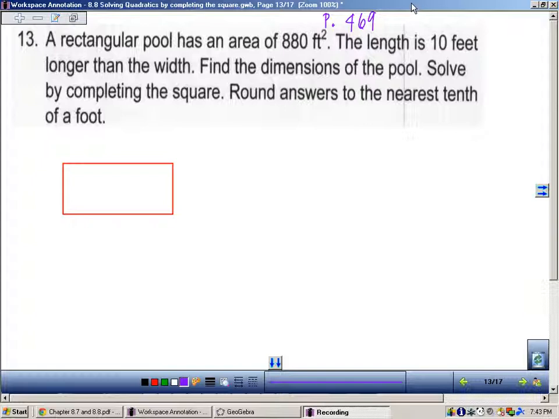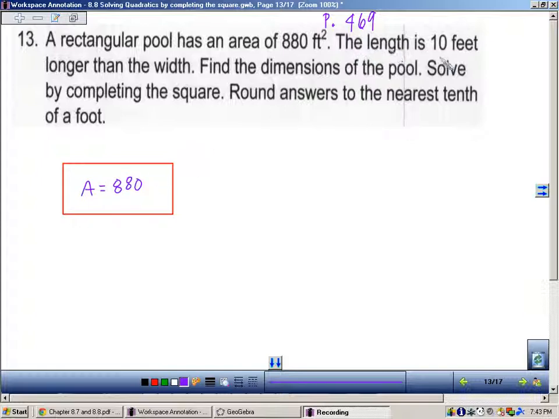Whoopee. First things first, guys. If a visual works, it helps. If it makes sense, then draw a visual of a rectangular pool. So it's a rectangle, and it has an area of 880 square feet. So I write that in the rectangle, hoping that that might jar my memory about what to do next.